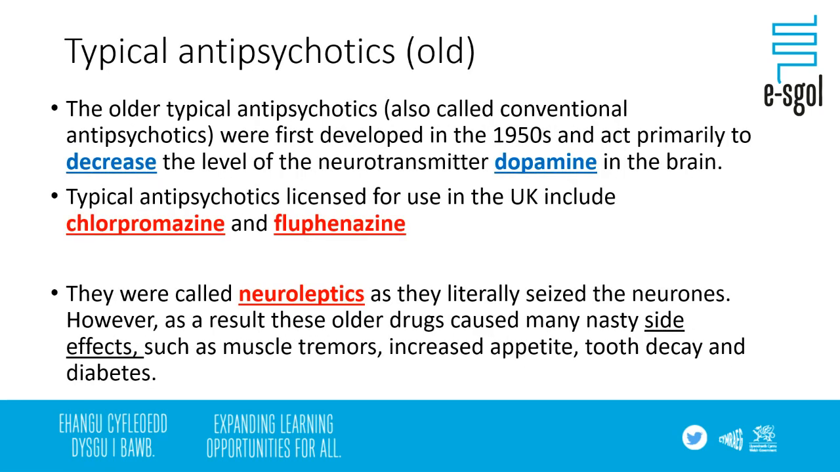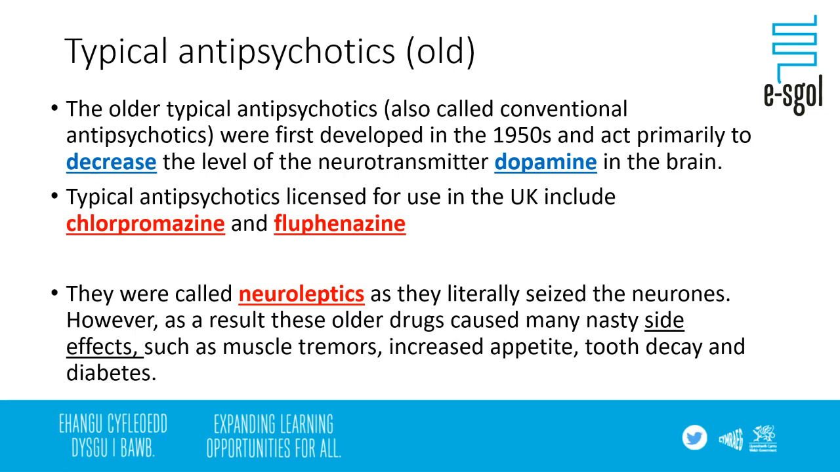So there are two different types of antipsychotic drugs that you need to know about. The first type is a typical antipsychotic, or they're also known as conventional antipsychotics. They are slightly older, they are slightly more traditional. And they were first developed in the 1950s, and they very simply decrease the level of dopamine in the brain. So we know people with schizophrenia have too much dopamine, we want to reduce it. Typical antipsychotics will do that.